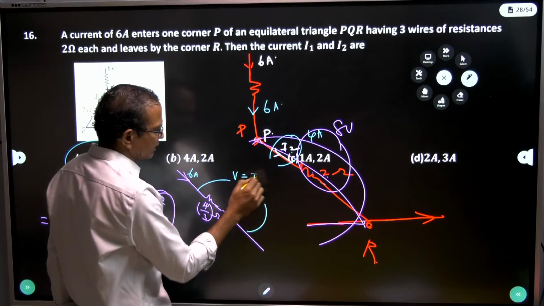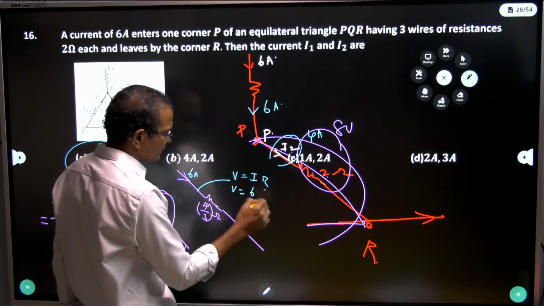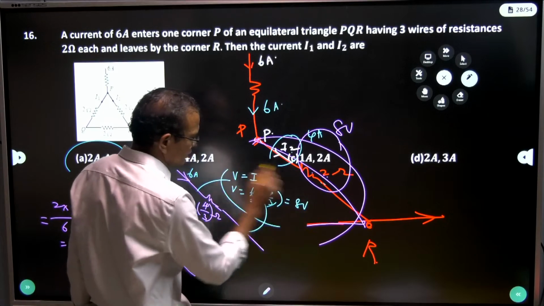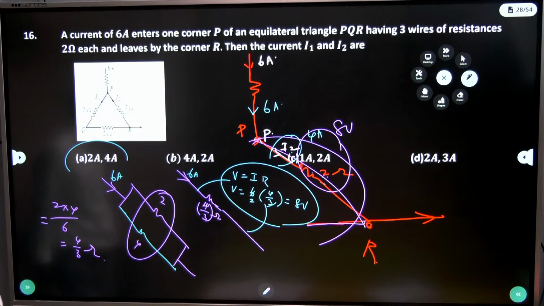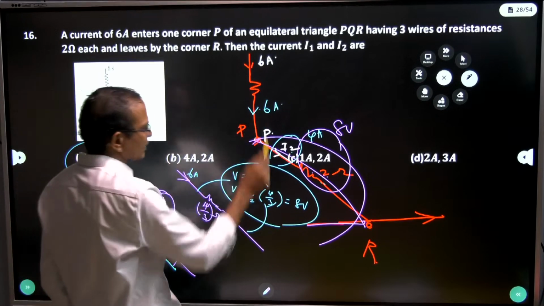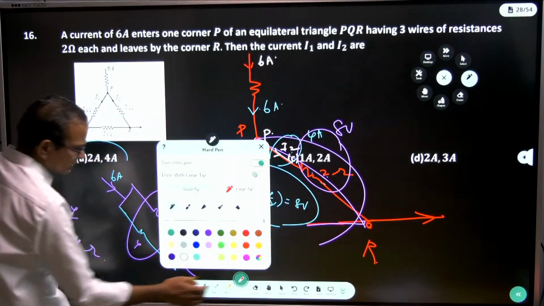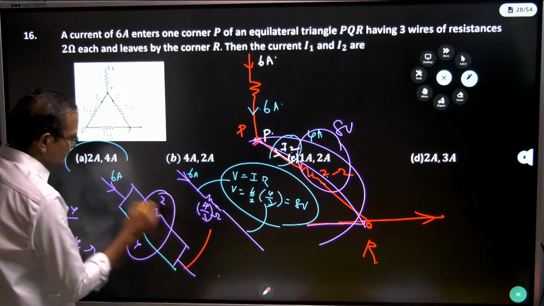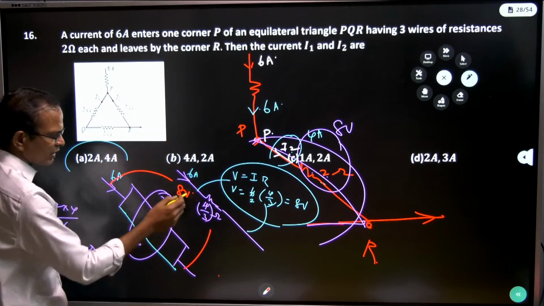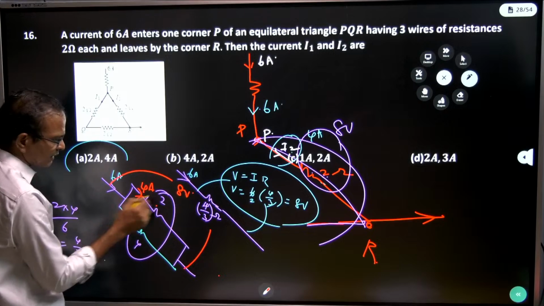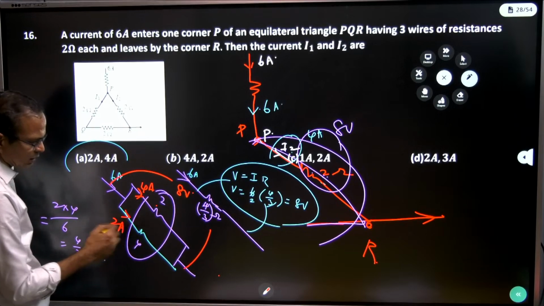Now what is the potential difference across this? V is equal to IR. V is equal to 6 into 4/3, which is 8 volt. I is 6, R is 4/3, so 8 volt. If you come back here, what is the voltage here? 8 volt. 8 volt by 2 is 4 ampere. Again 8 volt by 4 is 2 ampere. This way you can also get the answer.